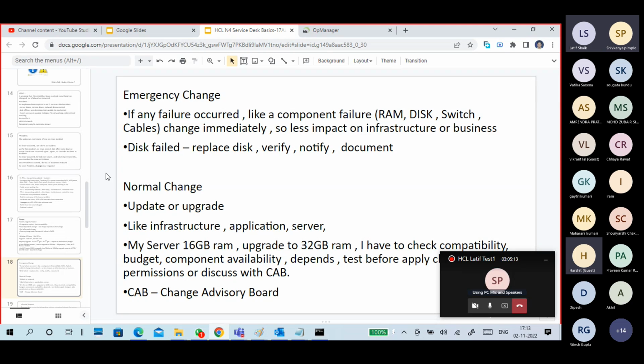For normal changes, you have to think about whether the change is good. Budget for changes. Like, I want to change my RAM from 16 GB to 32 GB. Again, cost is there, no? I have to add another 16 GB RAM, so I have to put in the cost, and consider the performance, the betterment. So overall thinking is there.